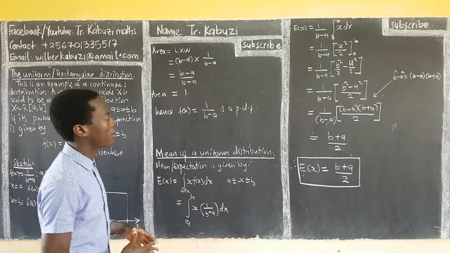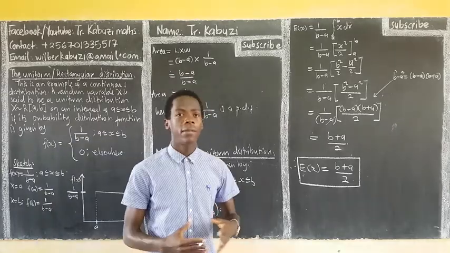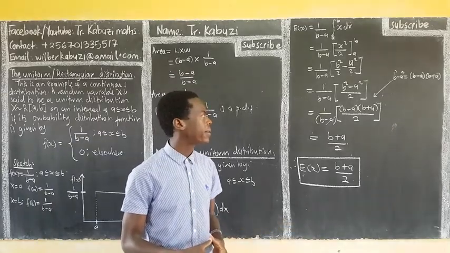Now, in the next lesson we are going to see how we get the variance of a uniform distribution, and then we see examples there.